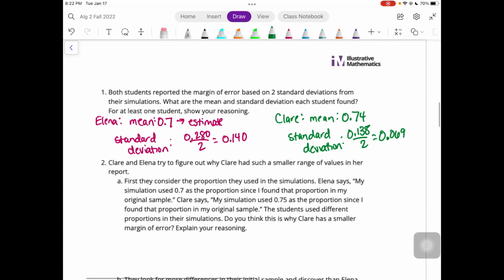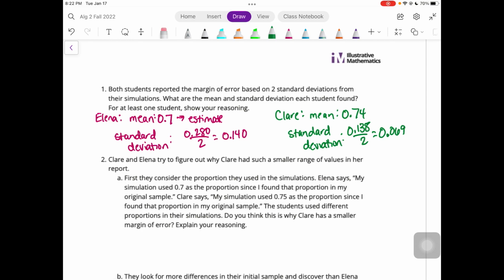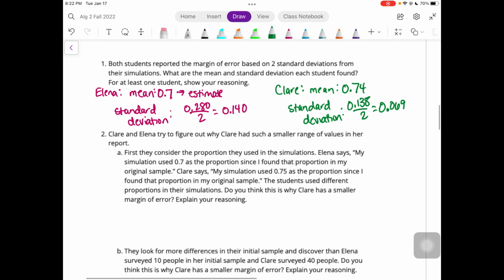All right, part 2. Claire and Elena try to figure out why Claire had such a smaller range of values in her report. So first, they consider the proportion they used in the simulations. Elena says, my simulation used 0.7 as the proportion since I found that proportion in my original sample. Claire says, my simulation used 0.75 as the proportion since I found that proportion in my original sample. The students used different proportions in their simulation. Do you think this is why Claire had a smaller margin of error?